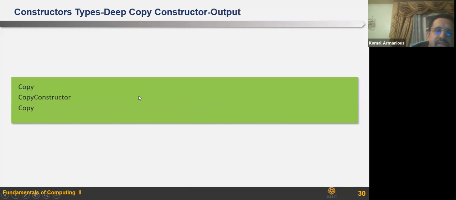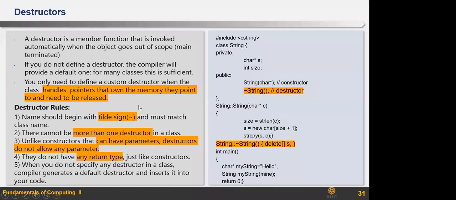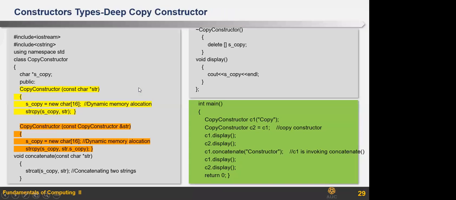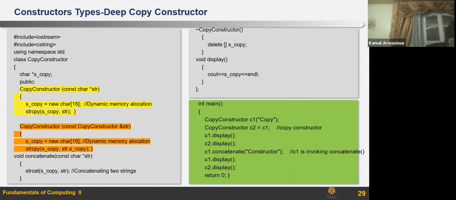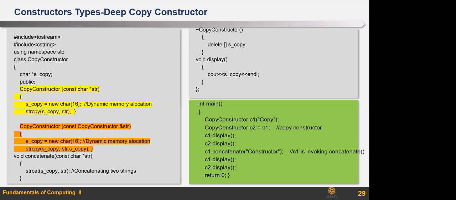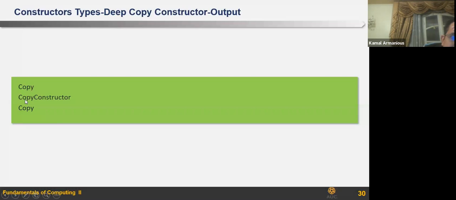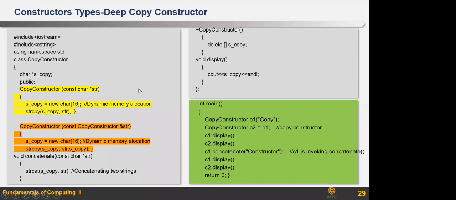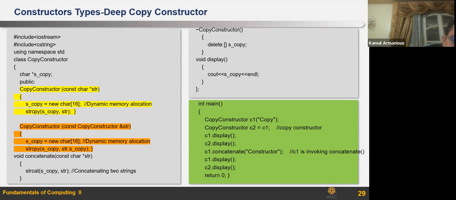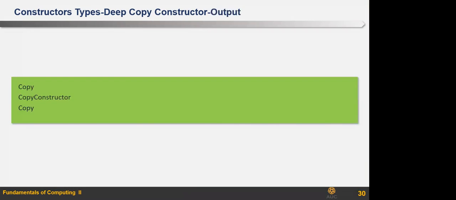Ali, you can speak. I just have a question. The last command was C2.display, and it just gives us copy, right? Yes, this gives us copy. So if I now put C2.concatenate, I also get copy constructor, right? Yes. Okay, thank you.